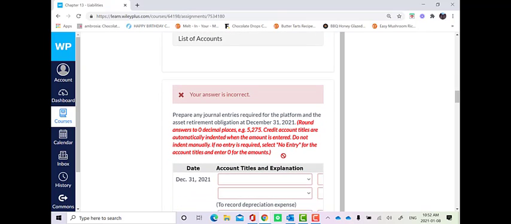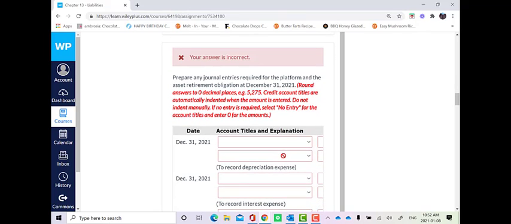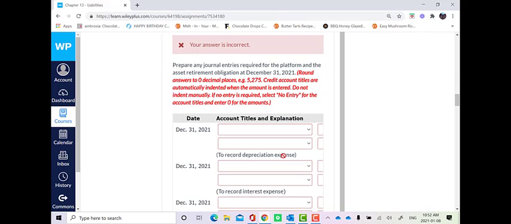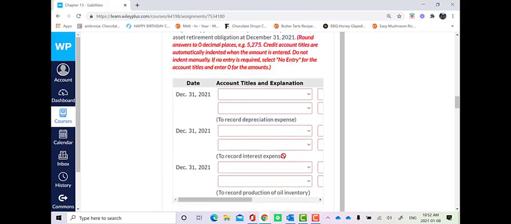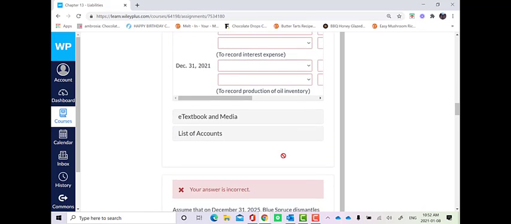Prepare journal entries for the following year. So I think the only thing there, the interest is going to change because you've added to the ARO last year with both the interest accrual and with the production. Other than that, it should be the same, and you've got a different amount for your production.